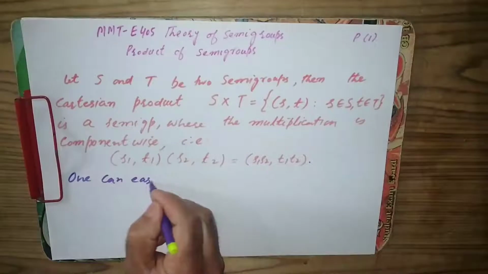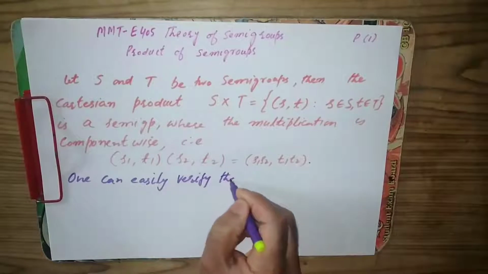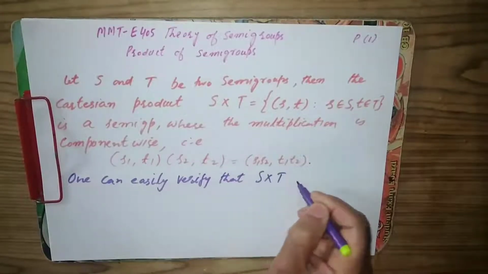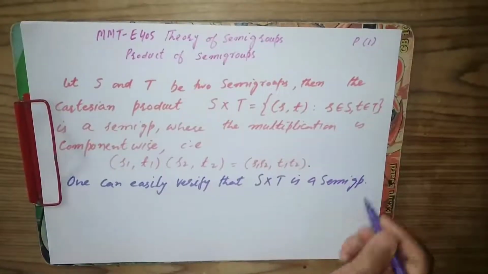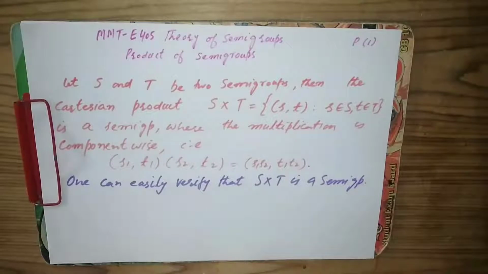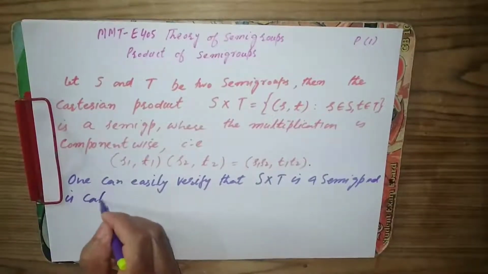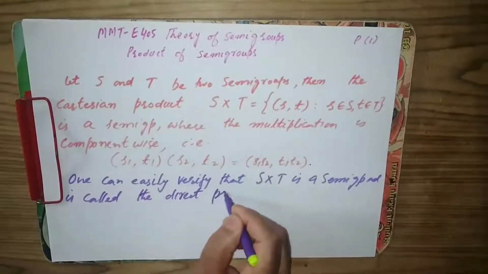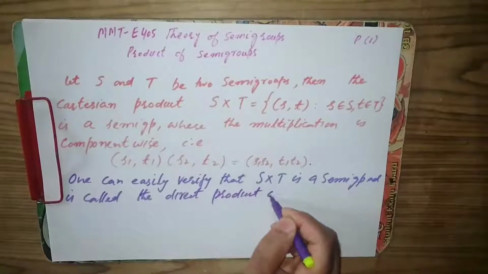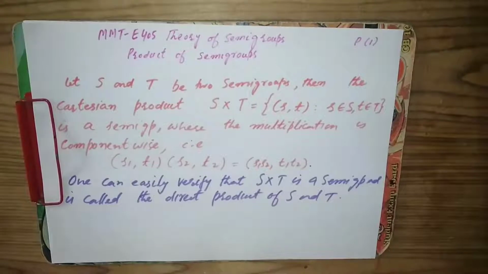One can easily verify that S cross T is a semigroup, and this is called the direct product of the semigroups S and T.